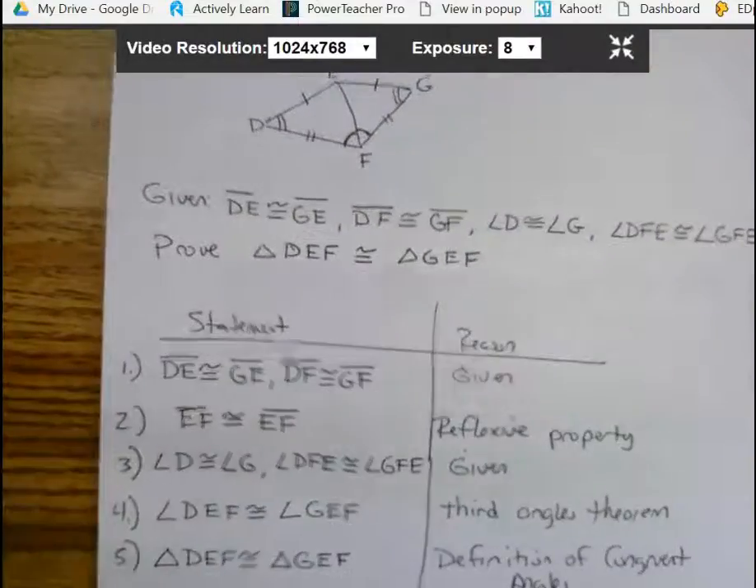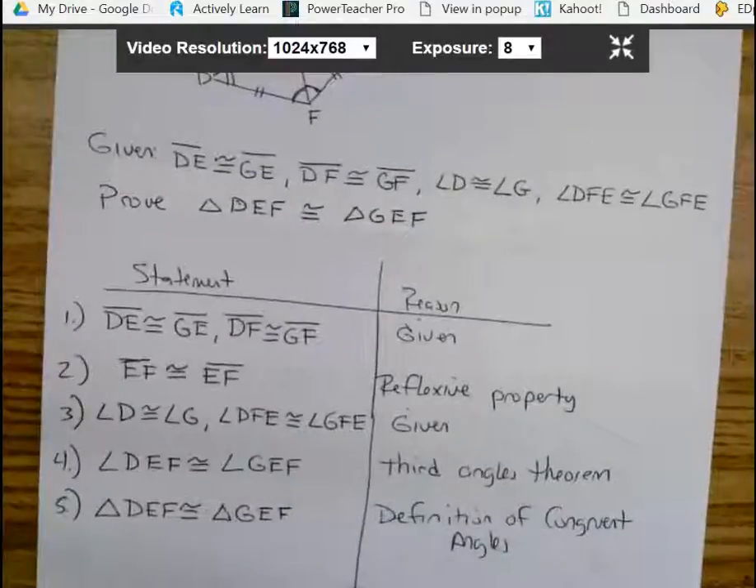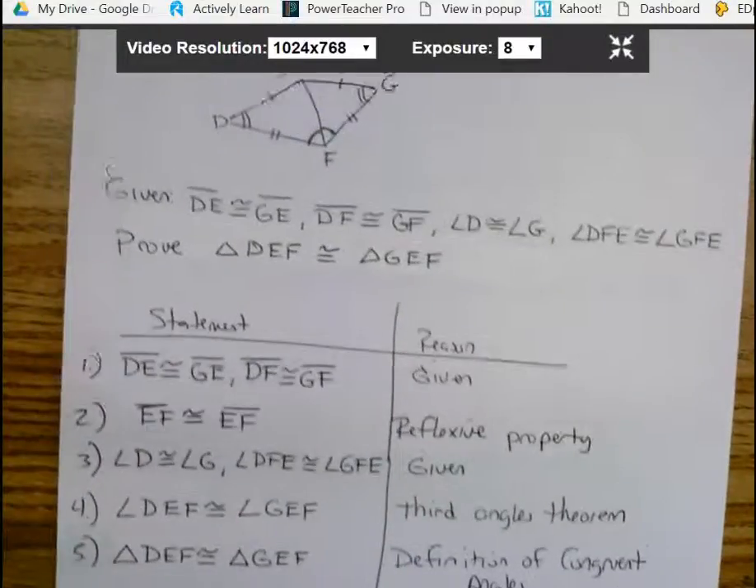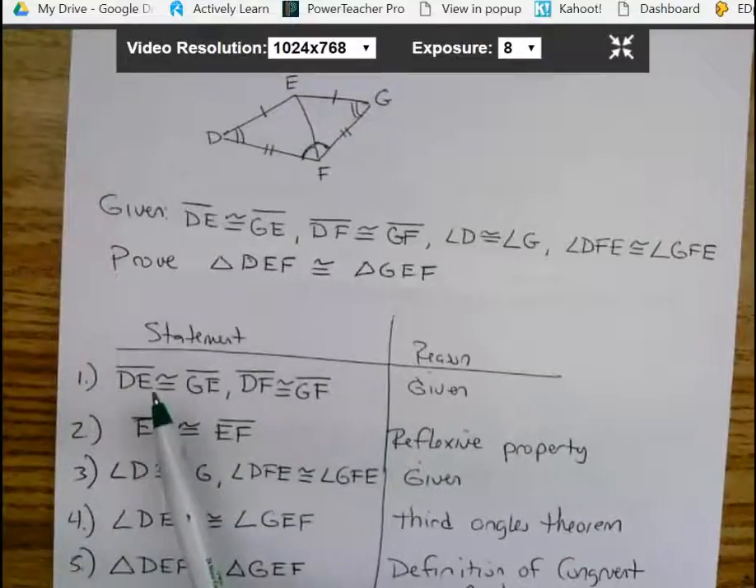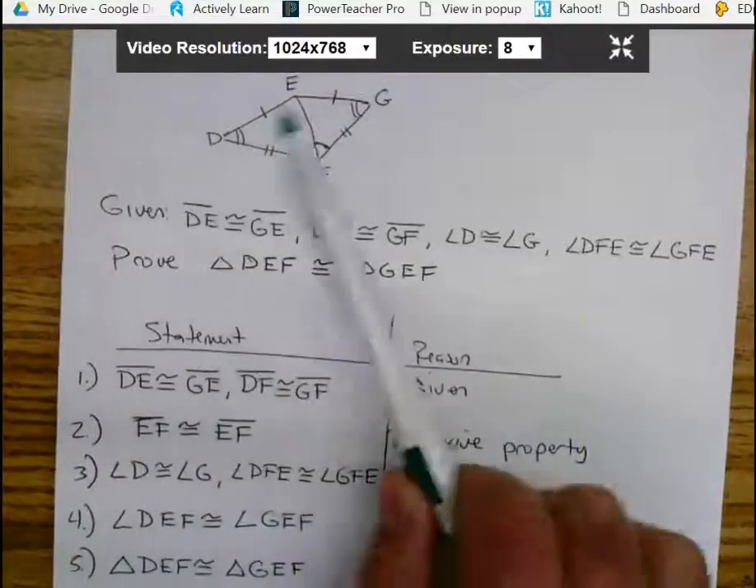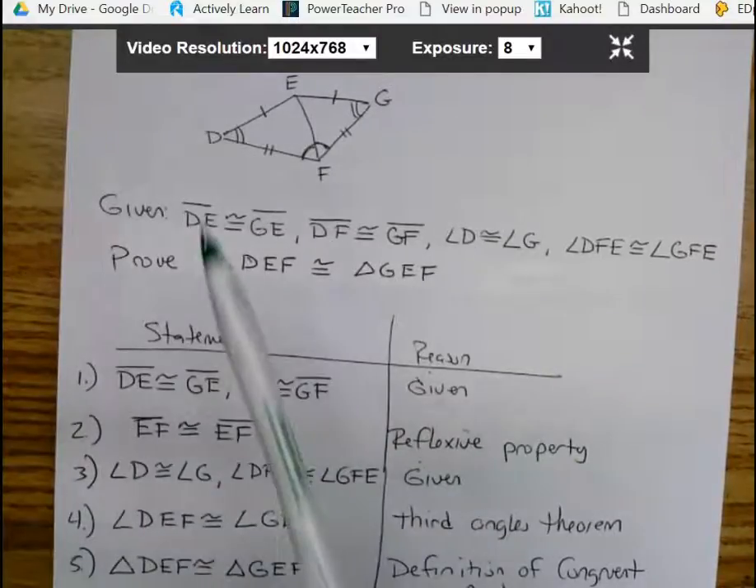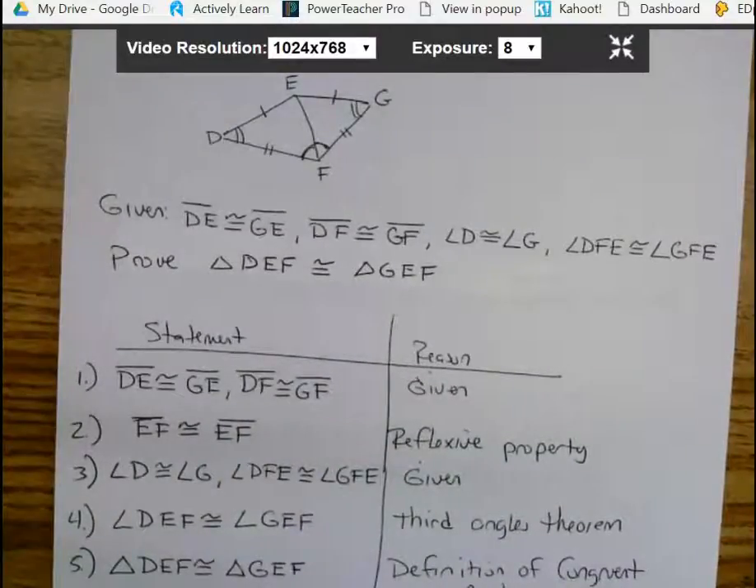Okay, and this one's pretty easy. I just want you to write it down and have it in your notebook. So we start off with what we know is true. First of all, we have line DE is congruent with EG. That's a given, right? And we also have DF is congruent with GF as well. That's a given, okay?